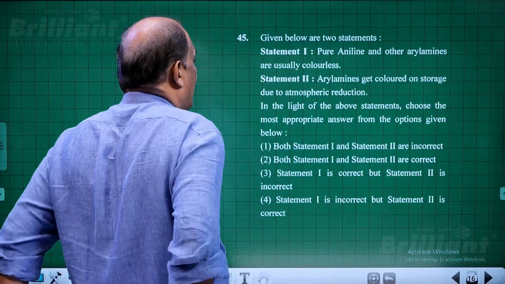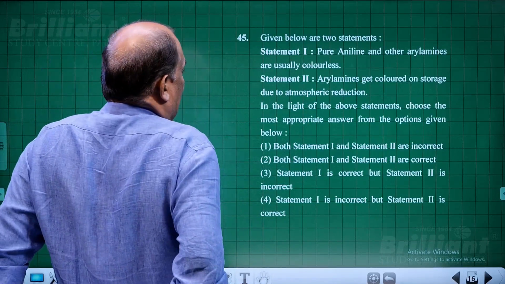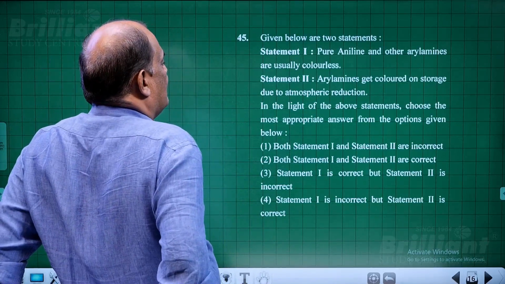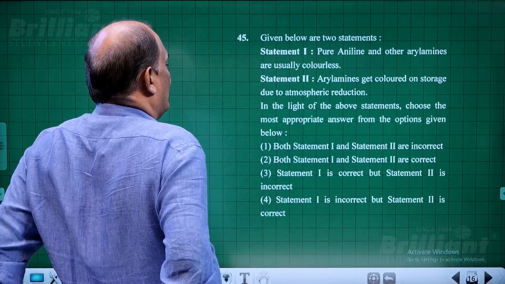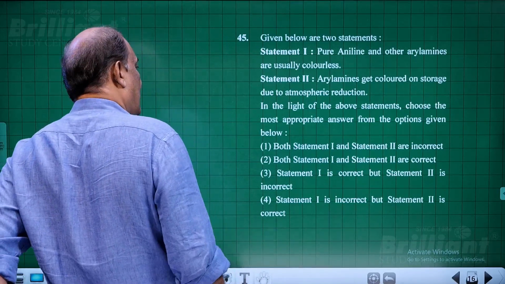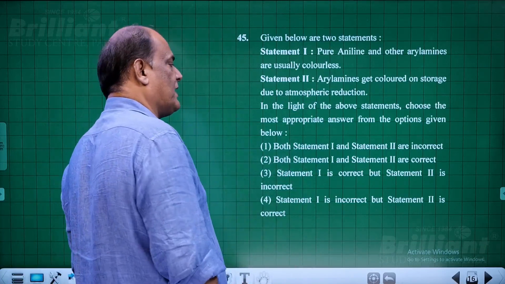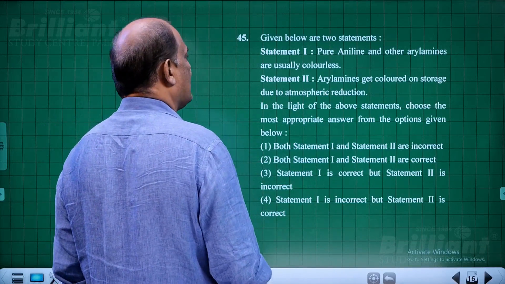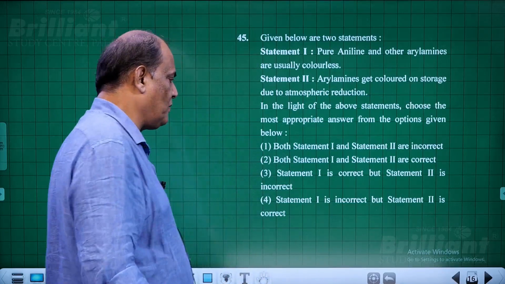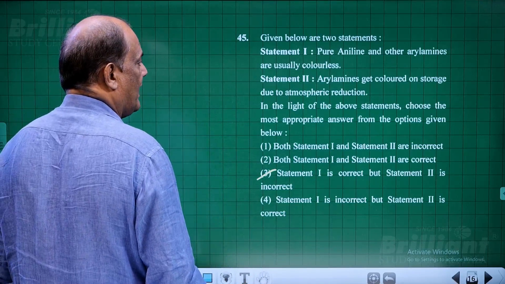Pure aniline and other aryl amines are usually colorless. Aryl amines get colored on storage due to atmospheric reduction. This is wrong. Statement 1 is correct, and the second one is again atmospheric oxidation, but not that one. So statement 1 is correct, statement 2 is incorrect. Aniline and other aryl amines.